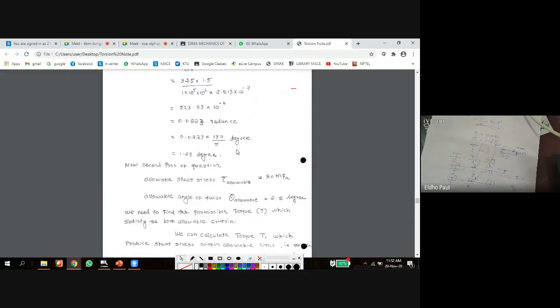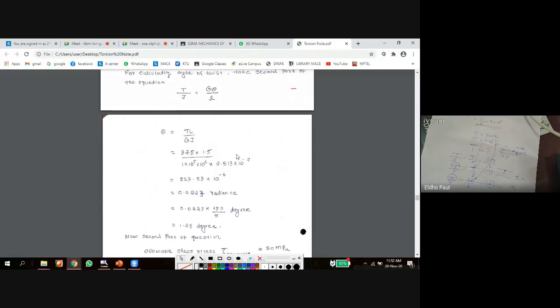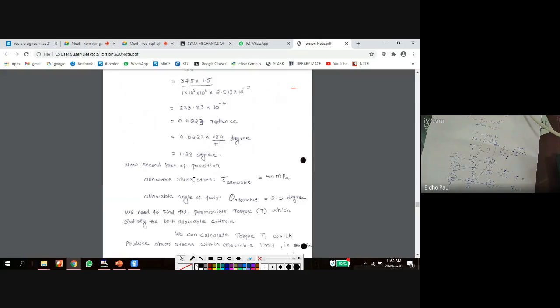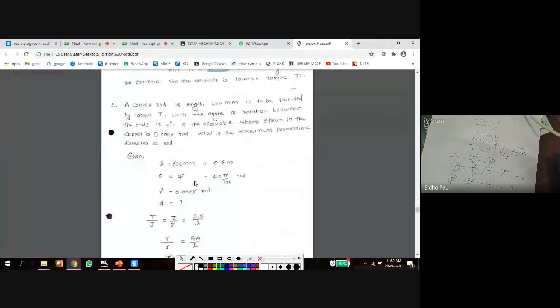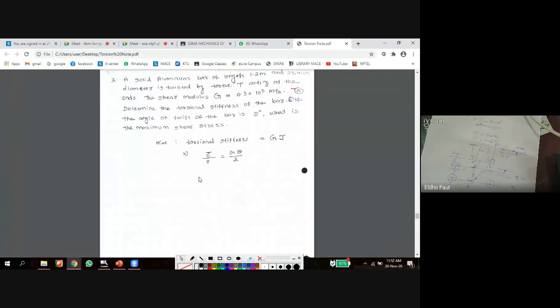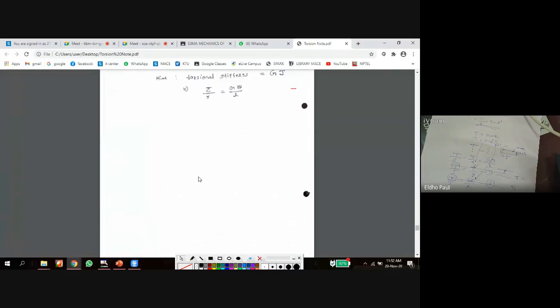So that is the problem. You have to do this problem based on two conditions and calculate the T value. Similarly, we have other problems. Please do these problems.